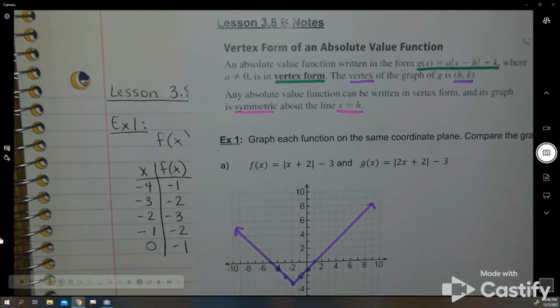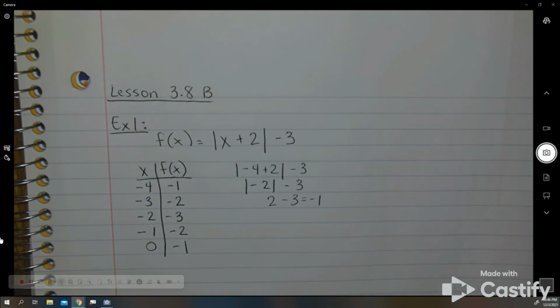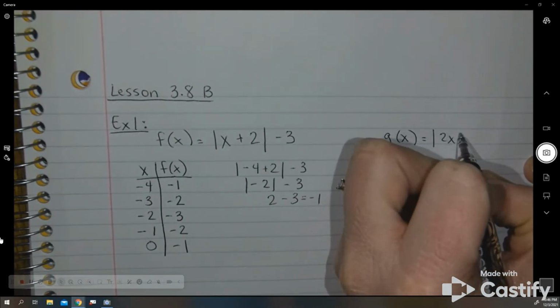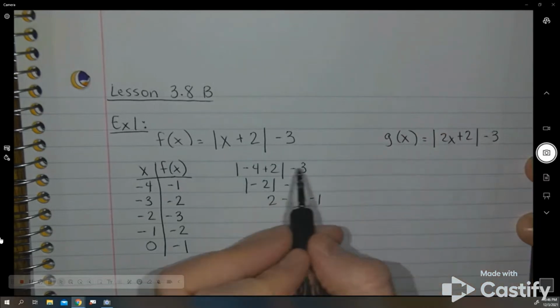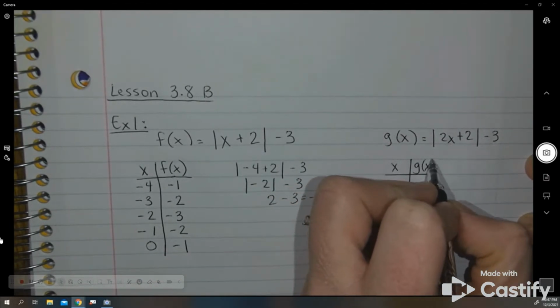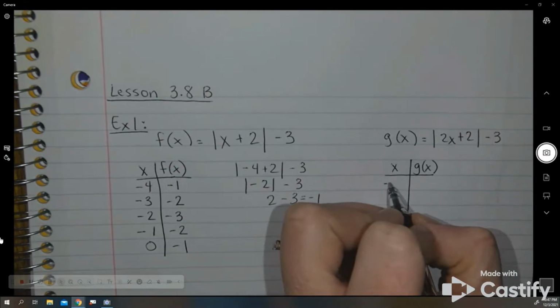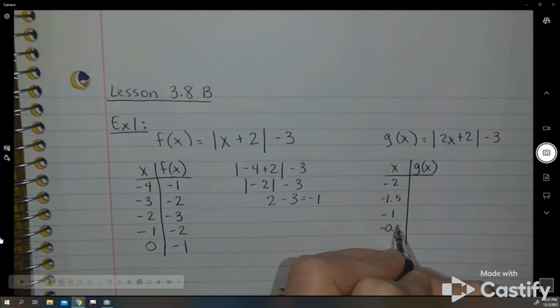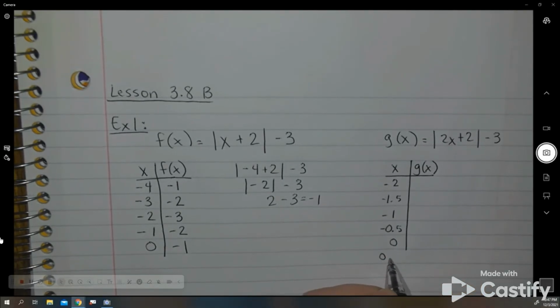Okay. Now, since g of x is not in vertex form, we don't know exactly where the vertex of this is simply by looking at it. So what we're going to do is pick some values here. We've got g of x equals the absolute value of 2x plus 2, minus 3. We're just going to use a few values: -2, -1.5, -1, -0.5, 0, 0.5, and 1.